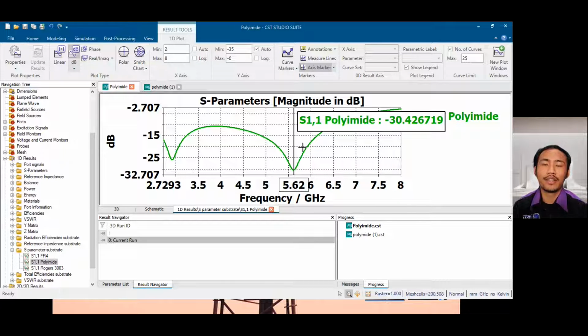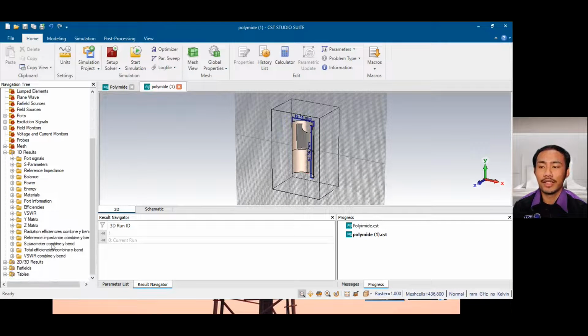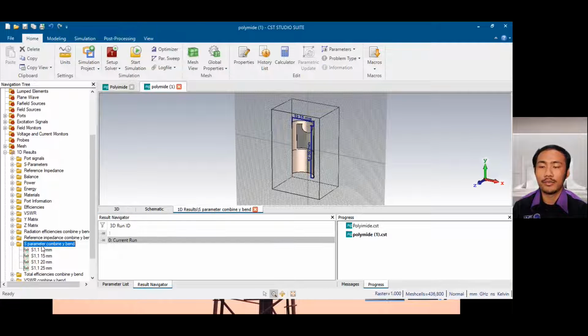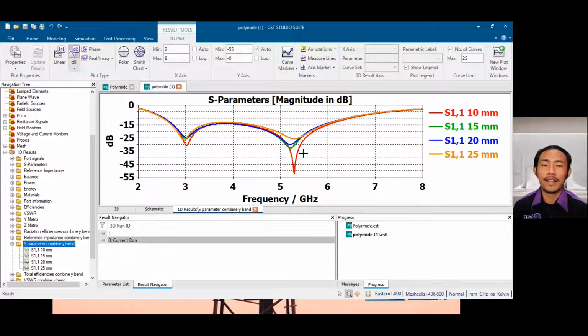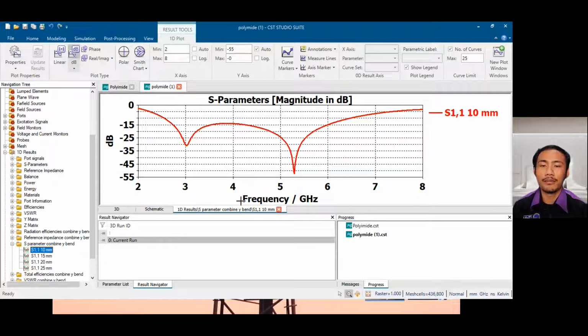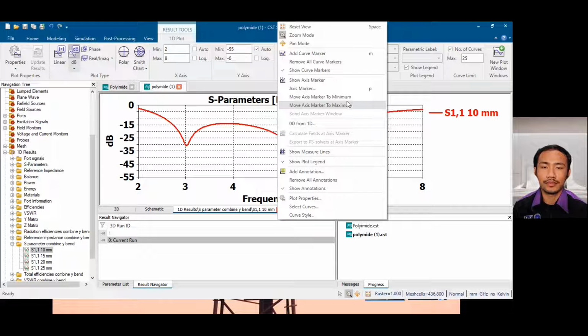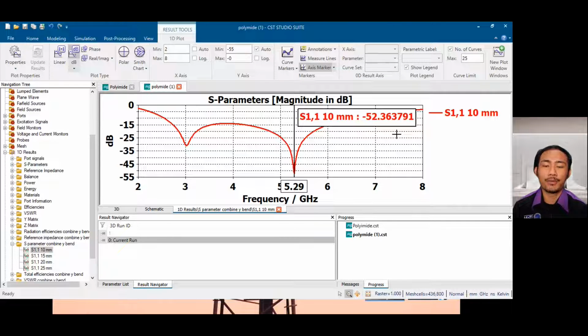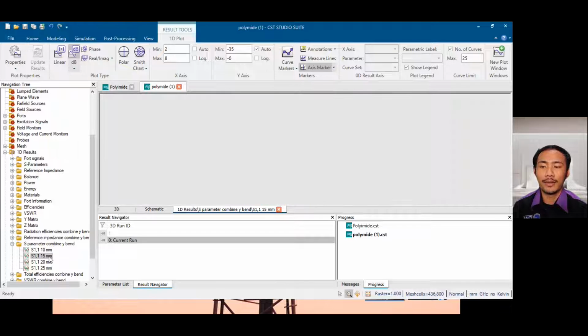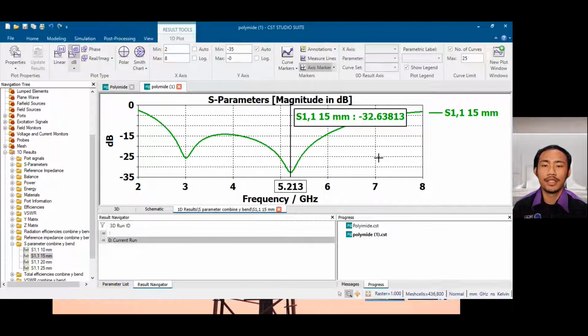I then bent the polyimide substrate with different bending radii. This is the comparison of the S parameter for the bending radius. First, for the 10 mm bending radius, the resonant frequency is 5.29 GHz and the return loss is negative 52.363791. For the 15 mm bending radius, the resonant frequency is 5.213 and the return loss is negative 32.63813.